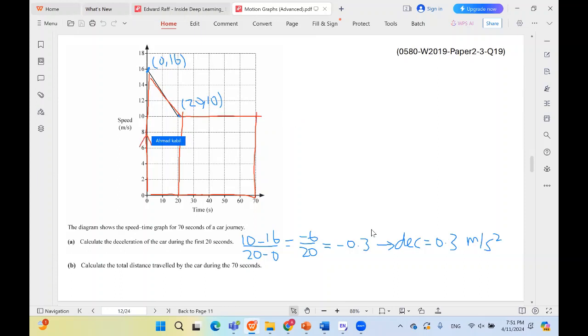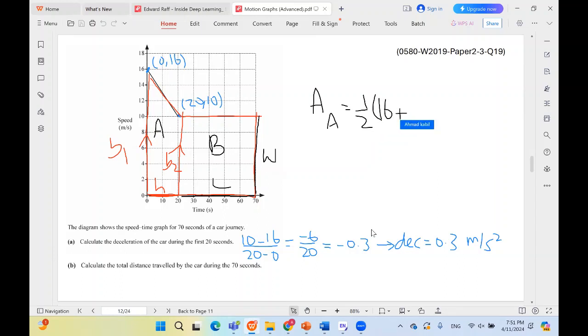So for the trapezium, this would be B1 and this would be B2. And this distance here is the height. And for the rectangle, this distance here is the length. And this distance here is the width. We can call this A, we can call this B. We get the area of each. So the area of A would be half multiplied by 16 plus 10 multiplied by the height, which is 20. This would be 26. So the answer would be 260 meters.